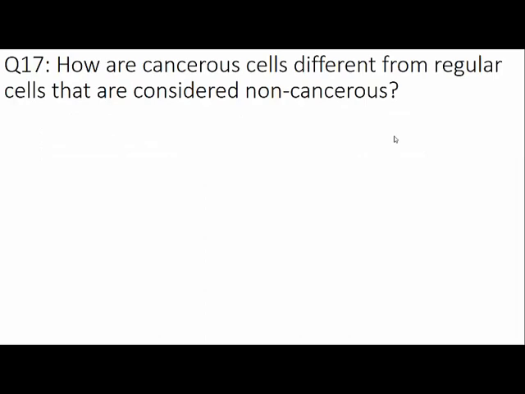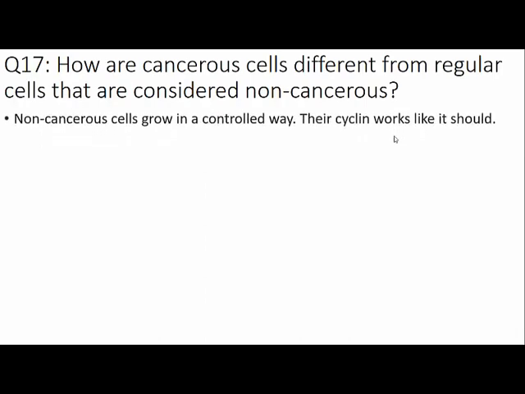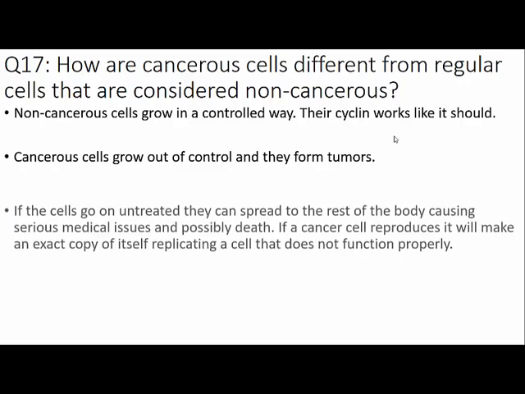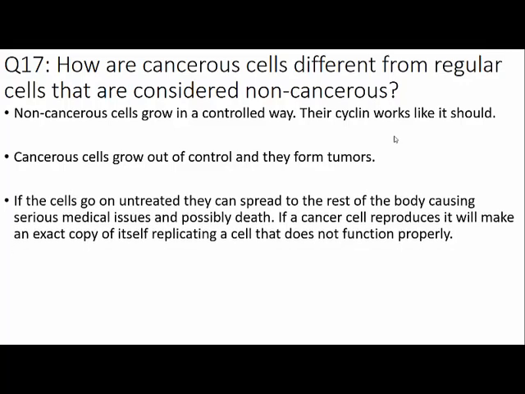All right, number 17. How are cancerous cells different from regular cells that are considered non-cancerous? Well, non-cancerous cells grow in a controlled way. Their cyclin works like it should. Cancerous cells grow out of control, and when you have a lump of cells growing out of control, it's going to form tumors. Now, if the cells go on untreated, these cancerous cells can spread to the rest of the body, causing serious medical issues and possibly death.